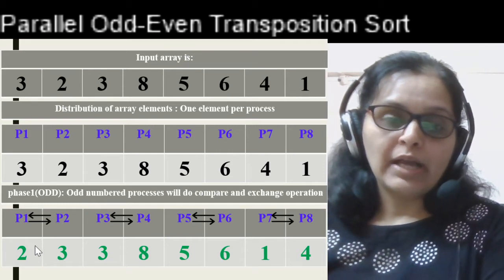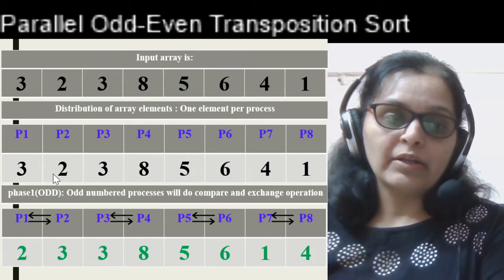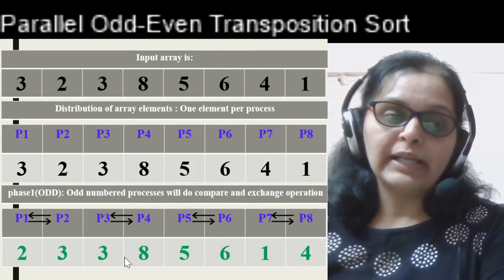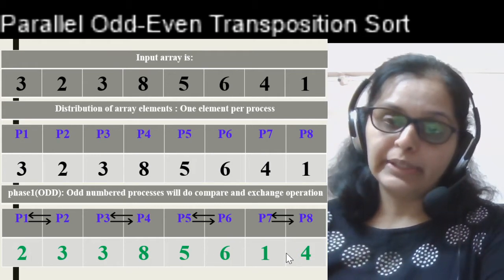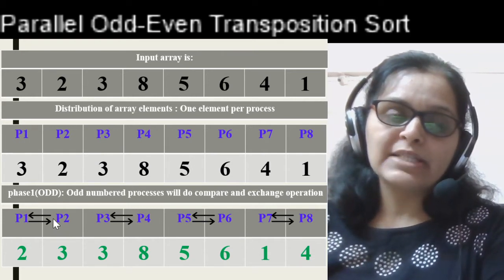Okay. I hope it is clear. So 3, 2, these are the elements with P1 and P2. Now it is swapped, 2 and 3, like this. You try to interpret. So again, focus on phase 1, that is odd.